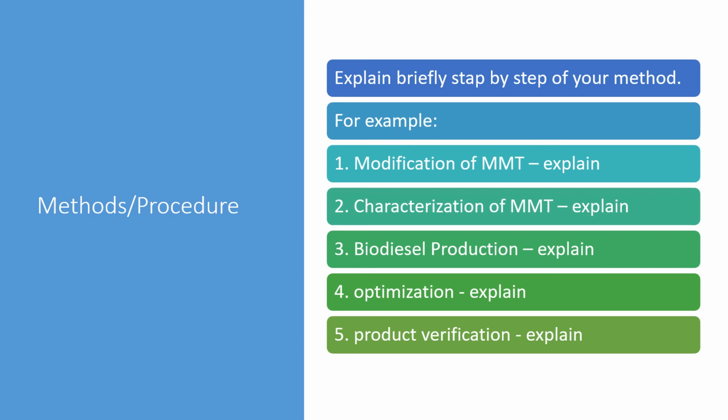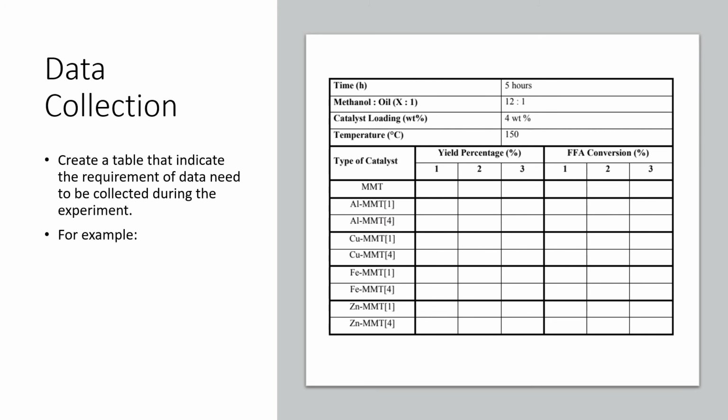Next, for biodiesel production. The next step is biodiesel production. So you have to explain the whole briefing method. How do you produce the biodiesel? Then the next step is optimization. So you need to explain how do you optimize the biodiesel production. And the last one is product verification. So you need to explain on how you verify the product. So in the methods, for this case, you need to have 5 subtitles under the methods. Understand?